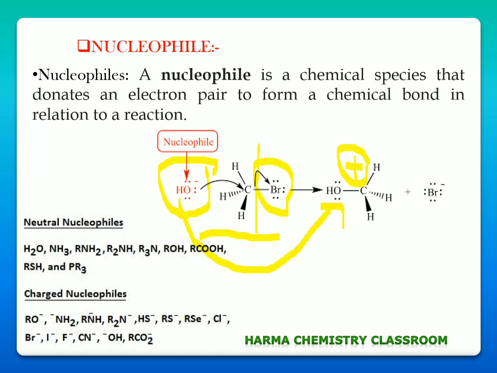Here are some examples of neutral nucleophiles and charged nucleophiles. Water, ammonia, amines, etc. are given as examples of neutral nucleophiles. Charged nucleophiles: RO minus, NH2 minus, RNH minus, etc.